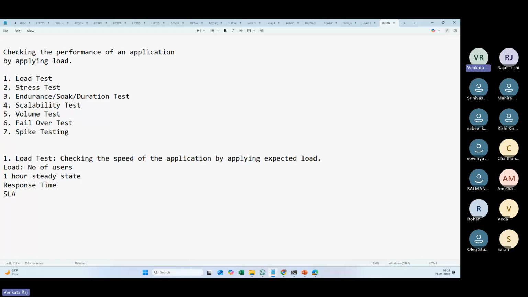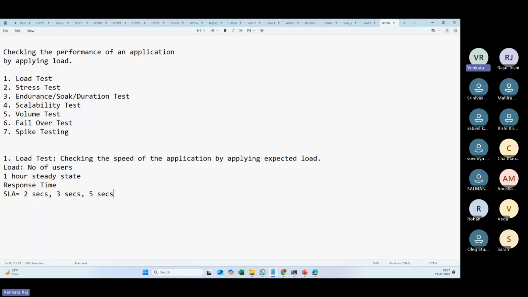Some projects will have an SLA of 2 seconds, like I mentioned. The client will say, if you click any link, it should load in 2 seconds. That means any link or button that you click, the page should load in 2 seconds. That means the SLA is 2 seconds. In some projects, 3 seconds. In some projects, like we discussed, 5 seconds.